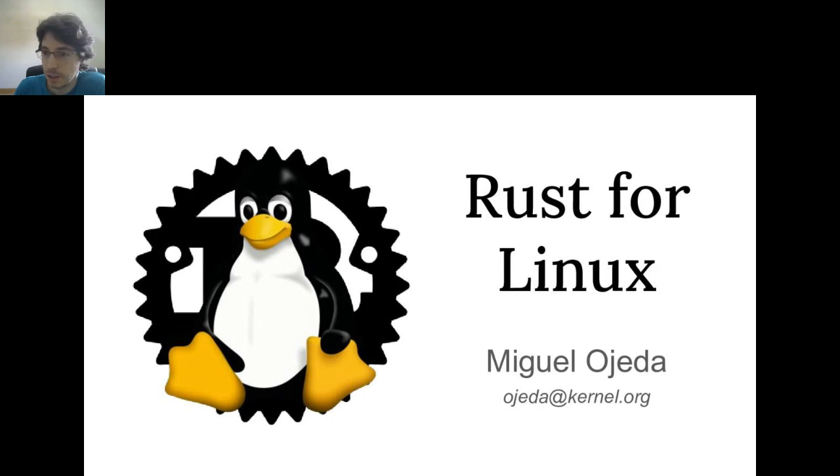Okay. I think you can hear me. I will start the presentation. So hello, I'm Miguel Ojeda. I'm leading the Rust for Linux effort, which is a project that intends to bring Rust into the kernel. And in the talk, I will try to cover why Rust is a good idea for the kernel, or why we think it's a good idea for the kernel, and also give an overview of the project.